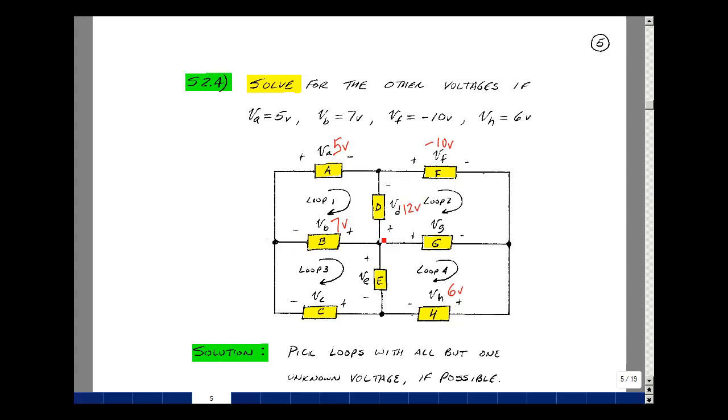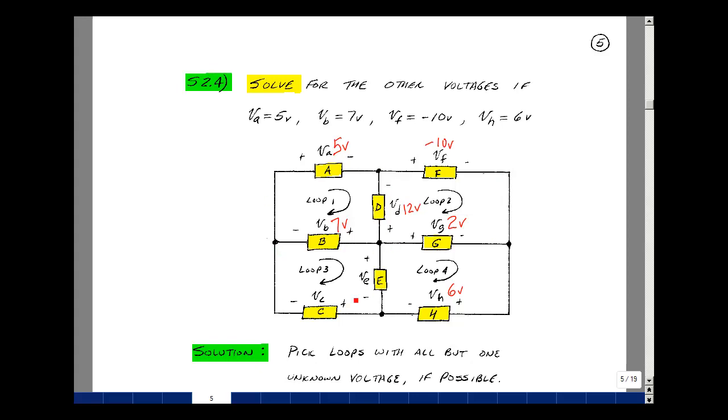Likewise, if we go around loop 2, we know all but one voltage. So here's a drop of V sub F, a rise of V sub G, and a drop of V sub D. V sub D plus V sub F has to equal V sub G. 12 volts plus minus 10 has to equal V sub G. That's going to make V sub G equal to 2 volts. Let's just check that around the loop. 2 volts is equal to 12 minus 10. Likewise, back over here, we could check this one. 7 plus 5 has to equal 12.